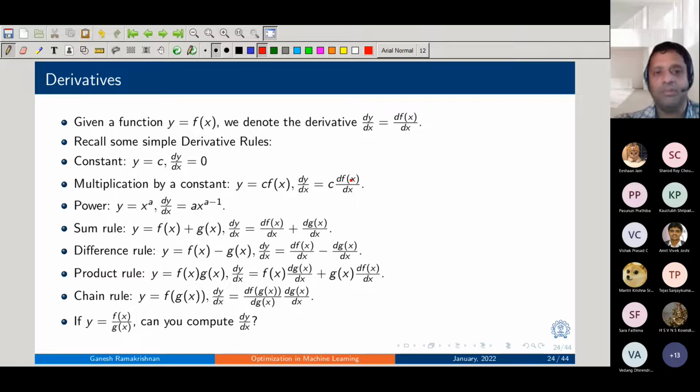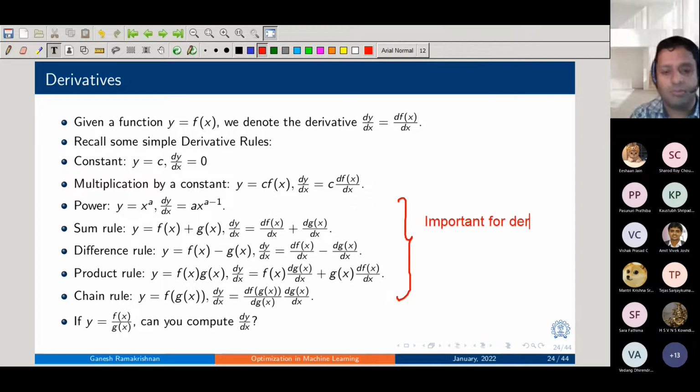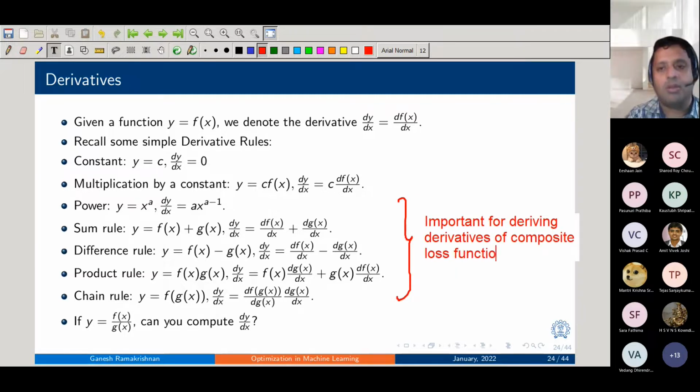Now as a homework, you can also look at basic rules of derivation, finding derivatives. So for a constant, the derivative is 0. You can multiply by a constant and then that constant just comes out. For y equals x raised to a, the derivative is a times x raised to a minus 1. All these will become very handy when you start looking at derivatives of composite loss functions. Okay, and especially look at the chain rule where composition plays a critical role.